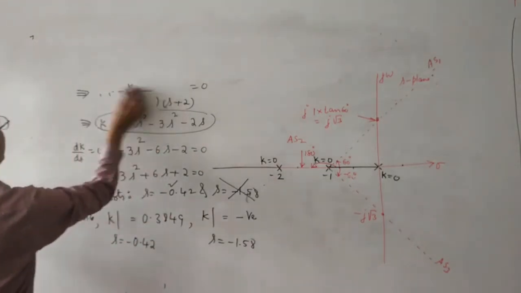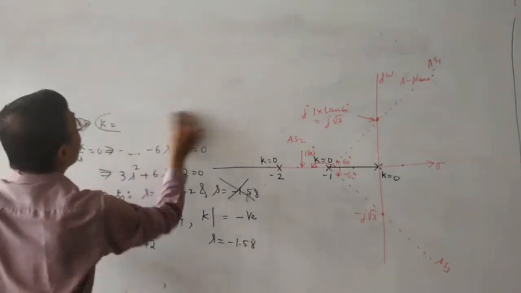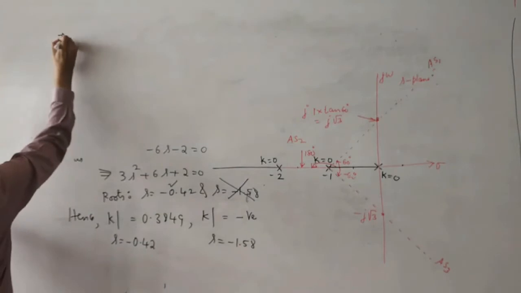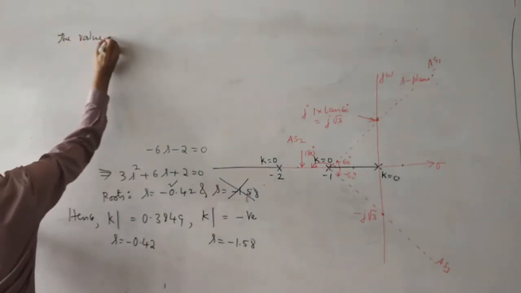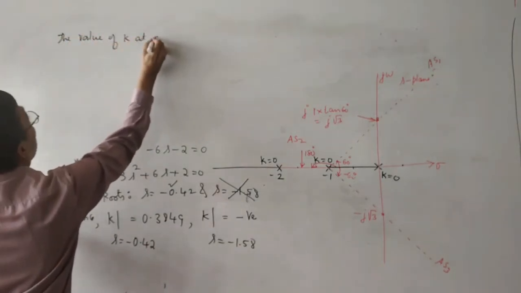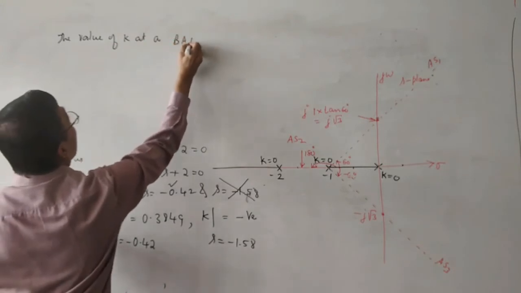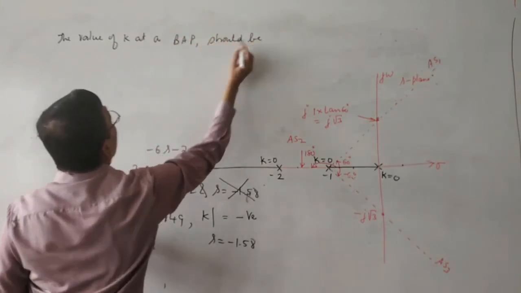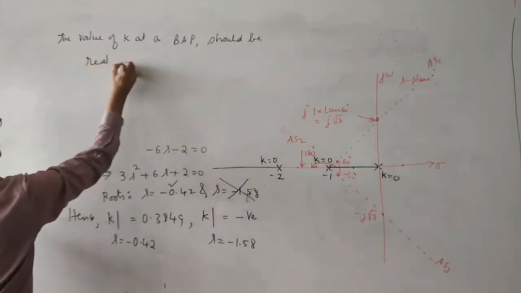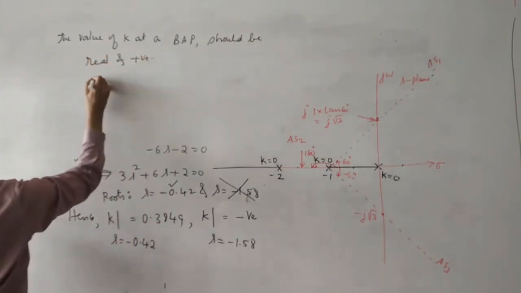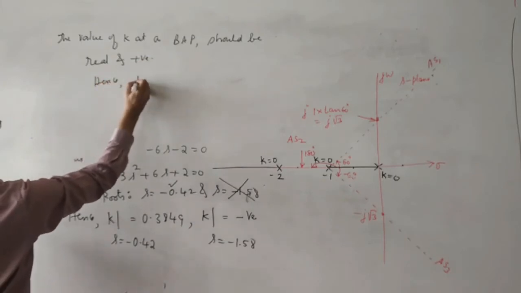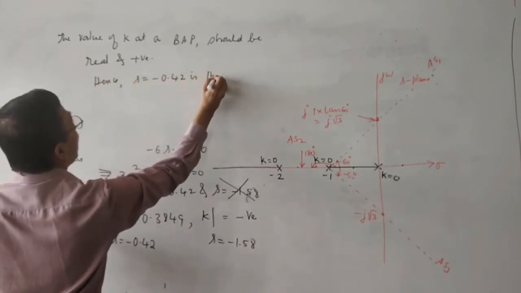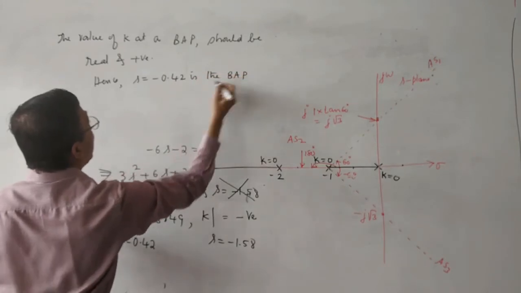So I am going to write now: the value of k at a breakaway point should be real and positive. Very important. Should be real and positive. Hence, s is equal to minus 0.42 is the breakaway point. Very clear.